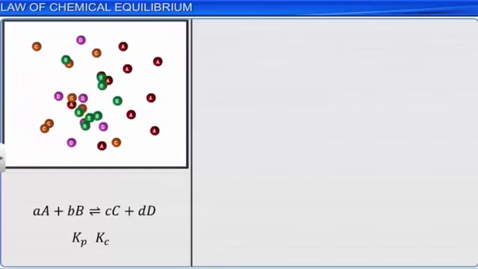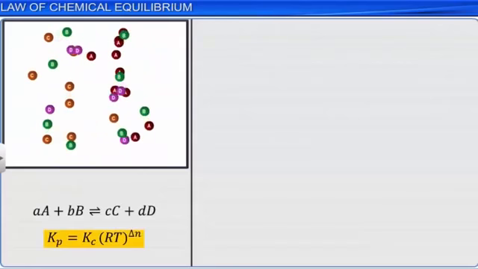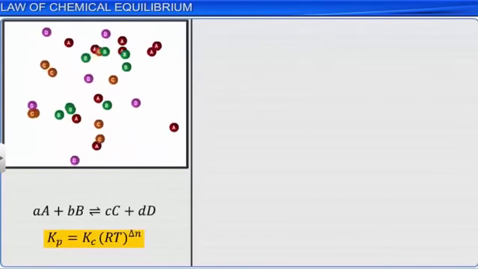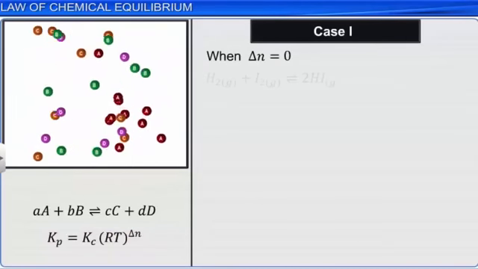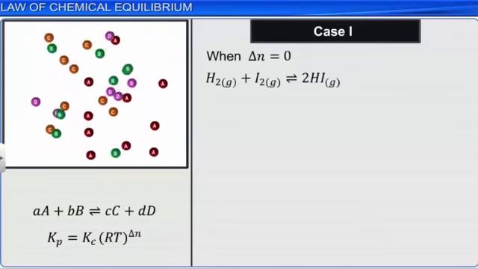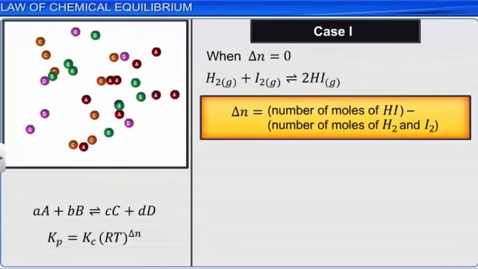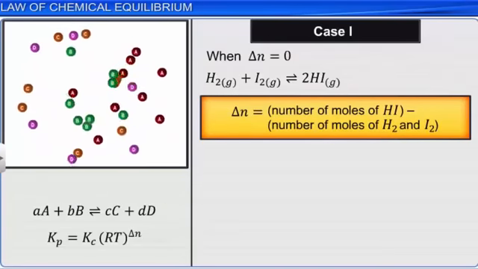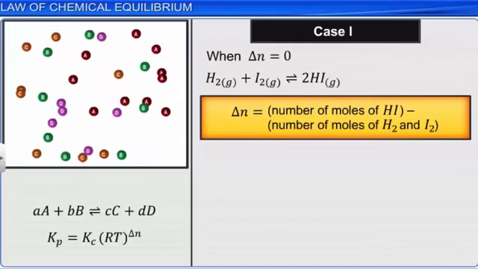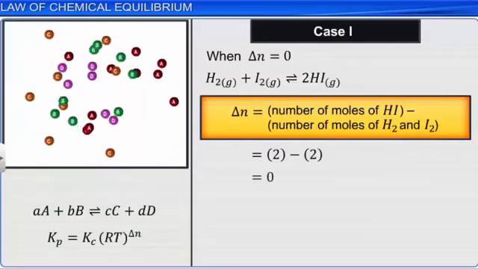Let us see how the relationship between Kp and Kc varies with the difference in the number of moles of products and reactants. Case 1. When delta n is equal to 0. Consider the reversible reaction of hydrogen and iodine that gives hydrogen iodide. For this reaction, the difference in the number of moles, delta n, is equal to the number of moles of hydrogen iodide minus the number of moles of hydrogen and iodine, which is 2 minus 2, equal to 0.